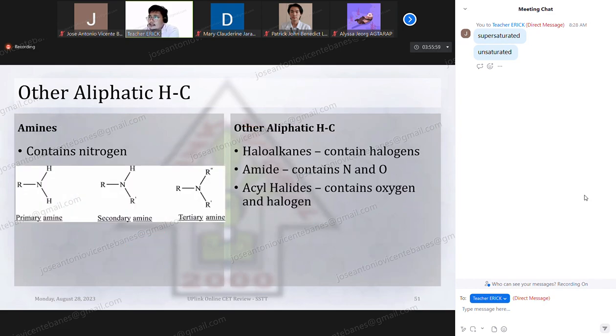Next, for the amines, we have the primary, secondary, and tertiary. You need to have a nitrogen group, the N group, for the amine. When you say primary amine, you have one nitrogen group and one carbon chain or R group. Then for the secondary, you have two carbon groups or two chains. Then tertiary, you have three carbon or R groups for your amines. Then other aliphatics, we have haloalkanes that contain halogens, amides that contain nitrogen and oxygen, and acyl halides that contain oxygen and halogens.